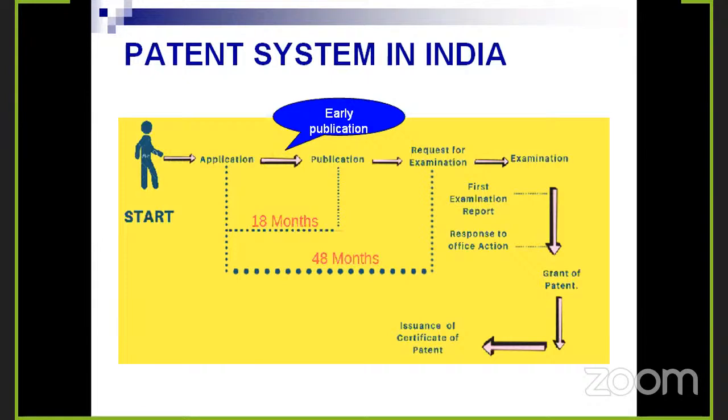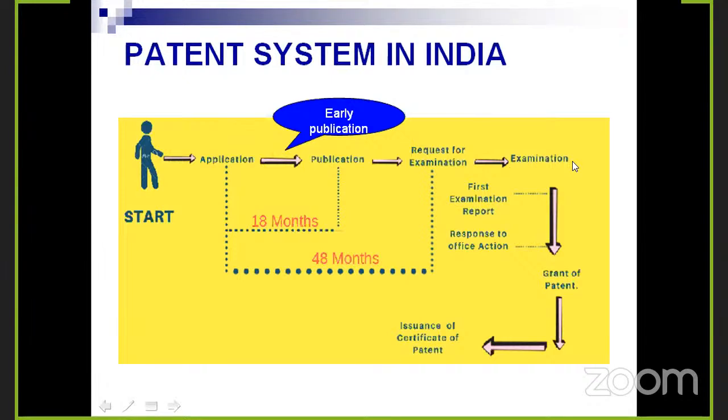Now, there is a time of 6 months from date of issue of the first examination report, in which one can analyze the FER and prepare a response and file it before the Indian Patent Office. One can do it earlier than 6 months also, but the timeline is 6 months. Maximum period is 6 months.